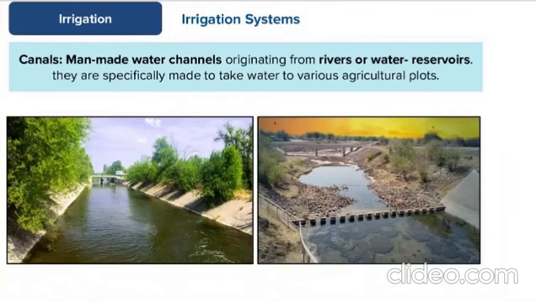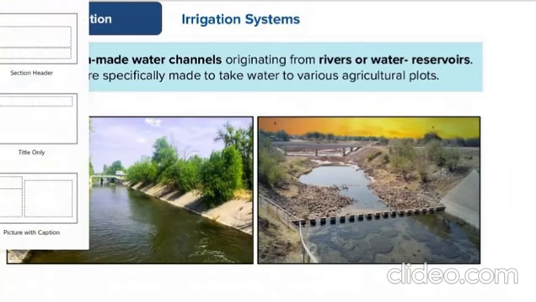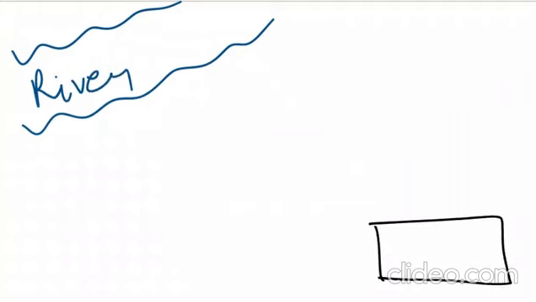Next are canals. Canals are man-made water channels which come from rivers or water reservoirs, and they are specifically made to take water to various agricultural plots. So basically, let me explain with the blank slide. See here. Imagine that this is your river. Now here I have the agricultural plot. This is my plot where I'm doing the agriculture.